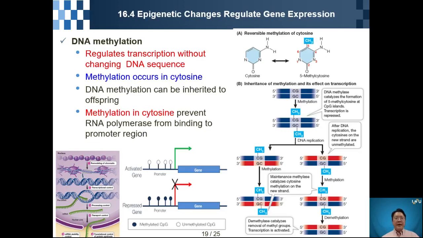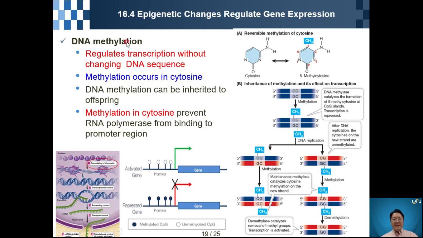In this slide we will learn the fourth subject, epigenetic changes regulate gene expression. This concept belongs to the remodeling of chromatin. Usually DNA methylation, and in the next slide we will see histone acetylation, play very important roles in the remodeling of chromatin. Let me start from DNA methylation.